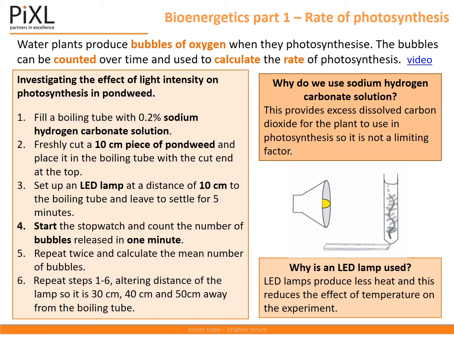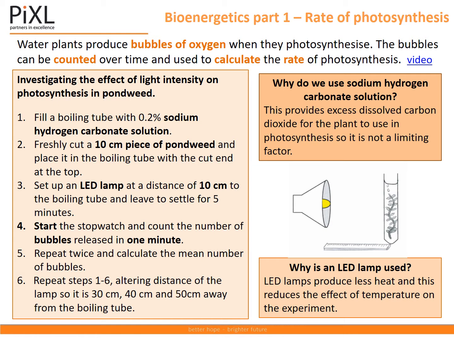We'll then add a lamp, and an LED lamp is preferable because it doesn't produce heat, which would affect the reaction. And we put it about 10 centimeters away from the boiling tube and let it settle for a set amount of time. 5 minutes is normally a good amount. Once that 5 minutes is over, we can start the stopwatch and count the number of bubbles that it produces in 1 minute. Obviously, we would repeat it 2 more times and then calculate the mean number of bubbles. We'd then repeat the whole thing, doing it at 20, 30, 40, 50 centimeters away from the boiling tube. And that would change the light intensity, so we'd be able to see the effect.